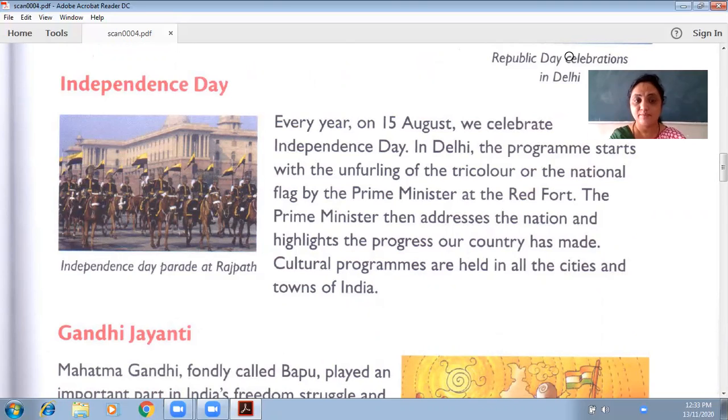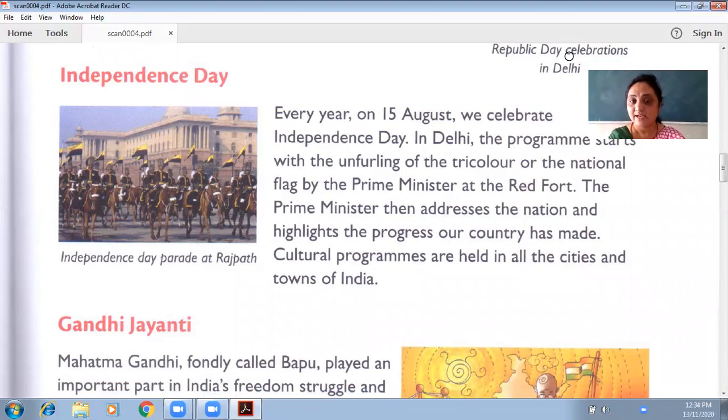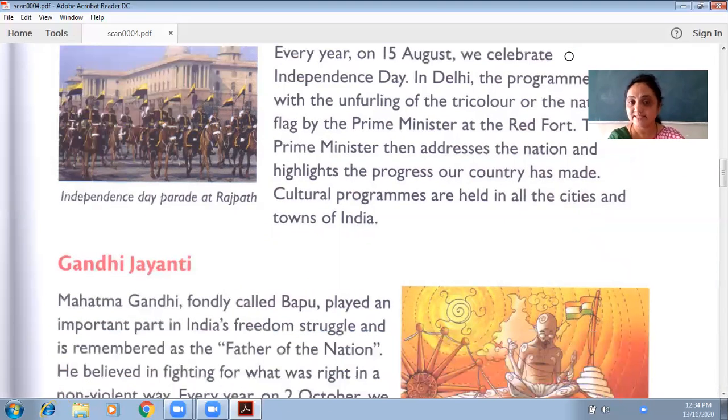Independence Day we celebrate on 15th August every year. In Delhi, the program starts with the unfurling of the tricolor, the national flag, by the Prime Minister at the Red Fort. The Prime Minister then addresses the nation and highlights the progress our country has made. Cultural programs are held in all the cities and towns of India. So we celebrate Independence Day on 15th August.